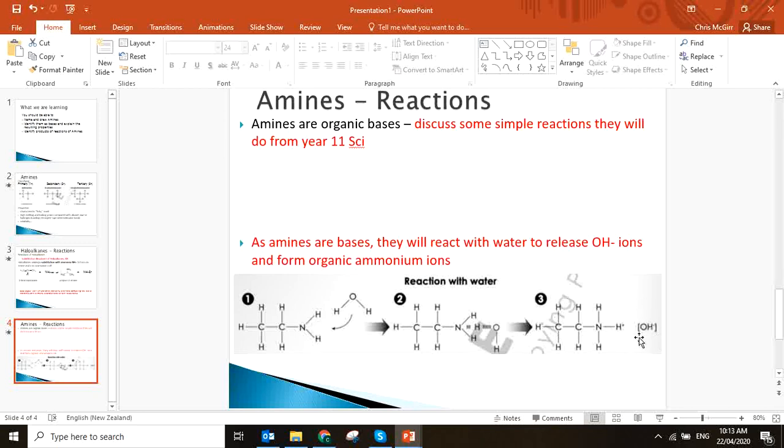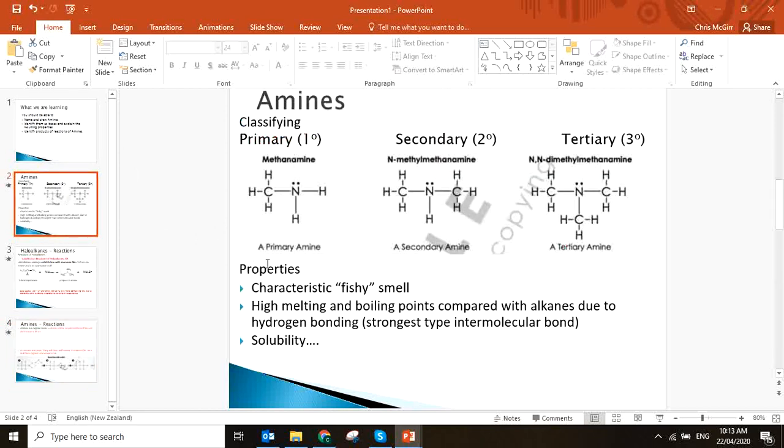basic properties, because when an amine reacts with water, it forms OH minus ions. It forms a basic solution. Okay, so that's the most common reaction, is just with water, and each time it's really simple. It's just accepting a proton from the H2O. Okay, let's go back and look at the properties of amines.